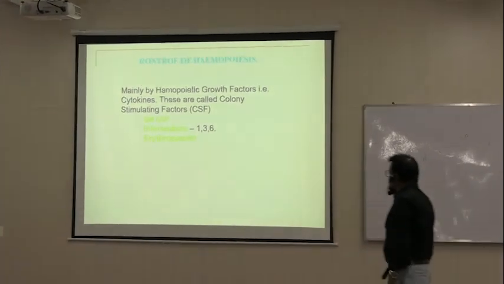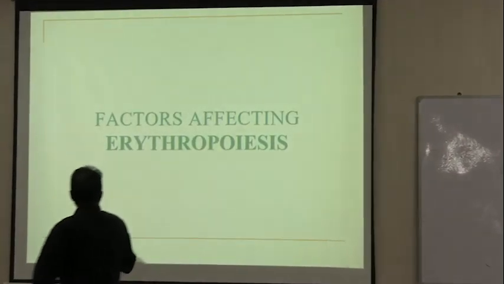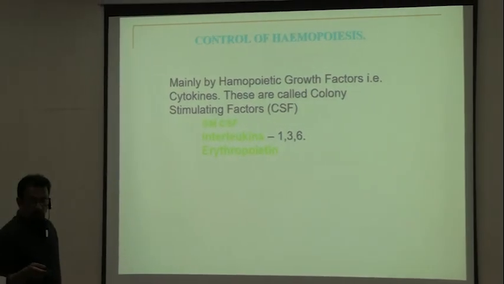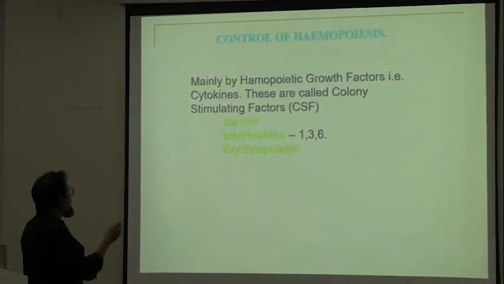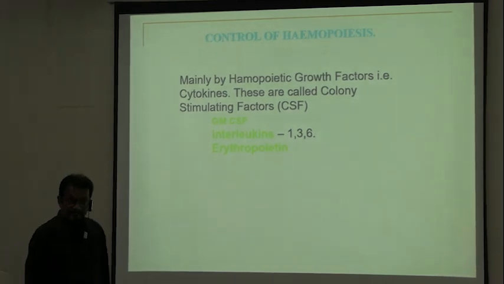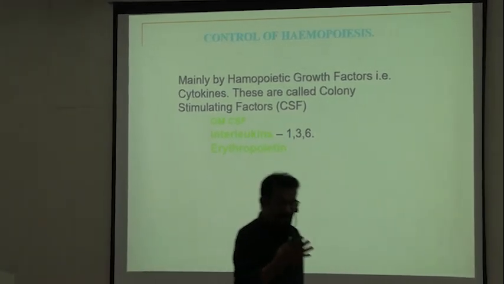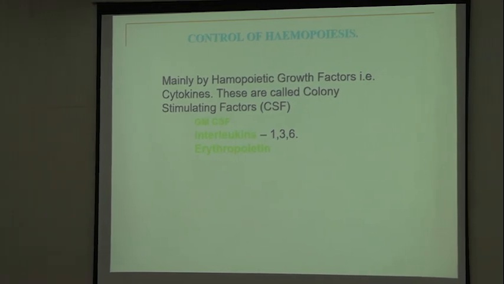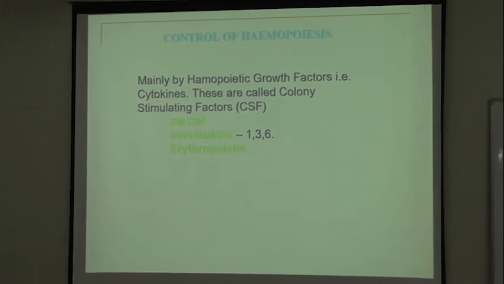Next, other than erythropoietin, what is there? Interleukin 1, 3 and 6 and GM-CSF. These are the essential factors that will stimulate erythropoiesis. And one interesting thing, some hormones are also important for erythropoiesis.